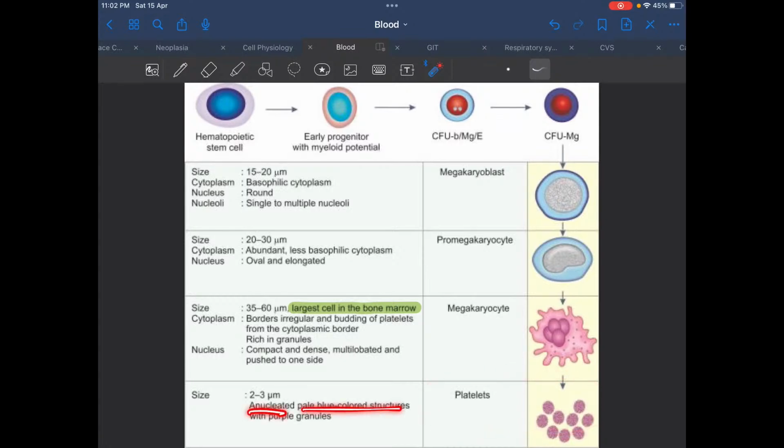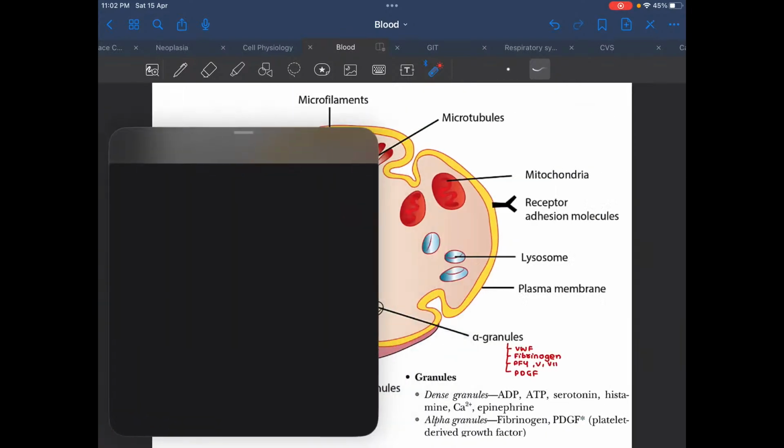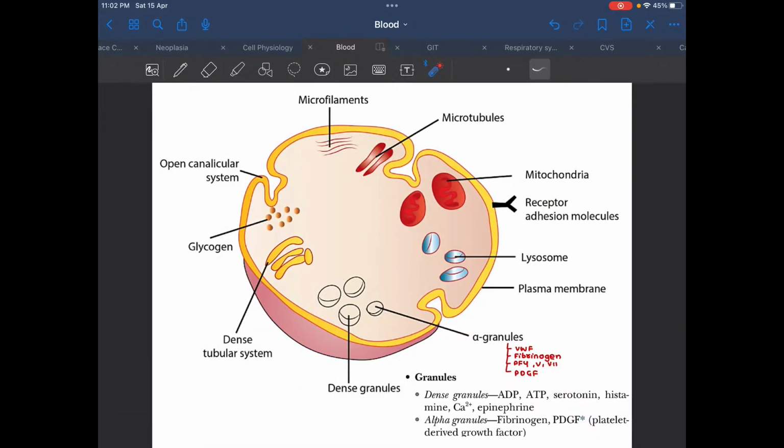They are anucleated, pale blue colored structures with purple granules. That's your platelets. And what are the different kinds of granules we have in platelets? We can have alpha granules or dense granules, known as delta granules. Okay, two different kinds. What are the alpha granules? Alpha granules mainly have VWF, that's von Willebrand factor, fibrinogen, and PDGF, that's platelet derived growth factor. What about the dense granules? Dense granules mainly have serotonin, ADP, ATP, calcium, and epinephrine. So these are the things: we can have the dense granules or the alpha granules.